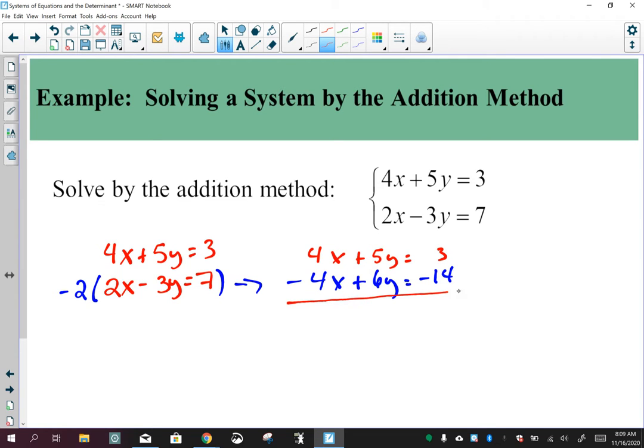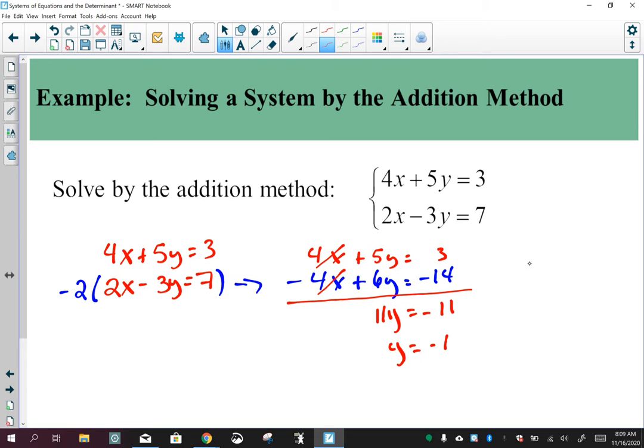And then I have now what's called a really big addition problem. And if you notice, 4x and negative 4x go away. When I combine my y's together, I get 11y. And when I combine my 3 and the negative 14, I get a negative 11. So my y is equal to negative 1.